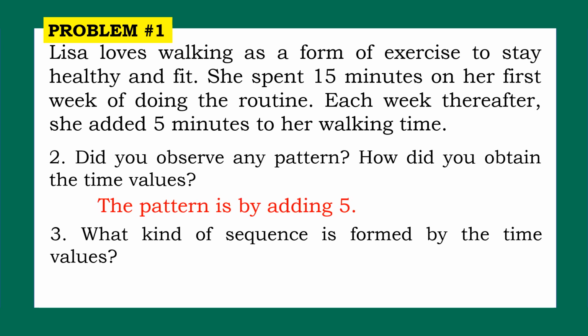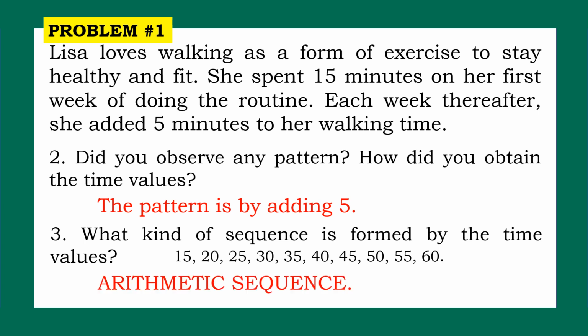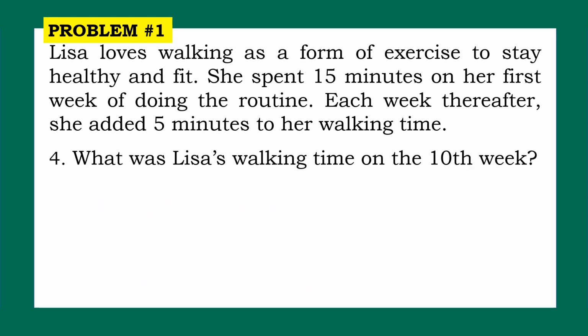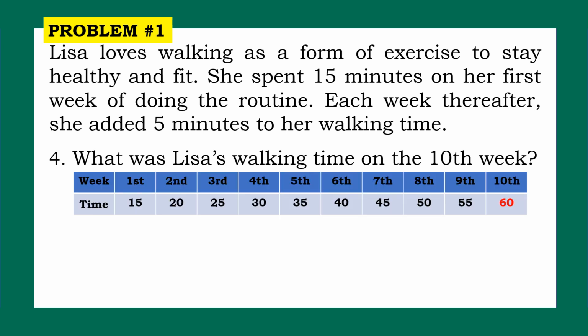For question number 3, what kind of sequence is formed by the time values? Let us recall that Lisa's walking time formed the sequence 15, 20, 25, 30, 35, 40, 45, 50, 55, 60. Since each term after the first is obtained by constantly adding 5 to the preceding term, the sequence is called arithmetic sequence. For question number 4, what was Lisa's walking time on the 10th week? The table shows that it is 60 minutes.